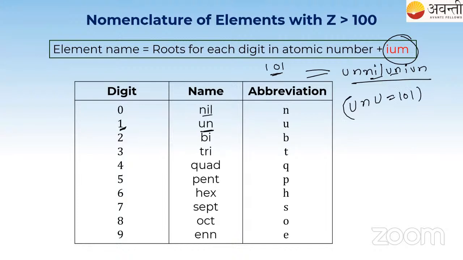I hope you understand the importance of the nomenclature for more than 100. Listen very carefully. For 0, it is nil. For 1, it is un. For 2, it is bi. For 3, it is tri.